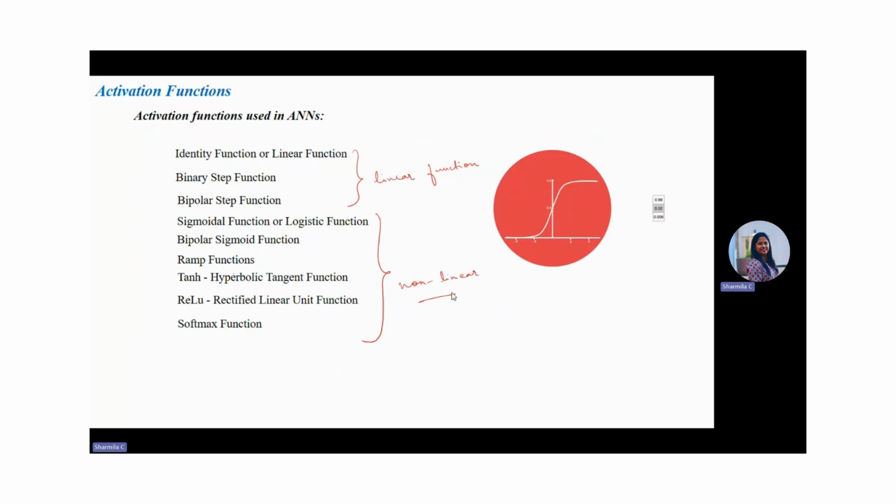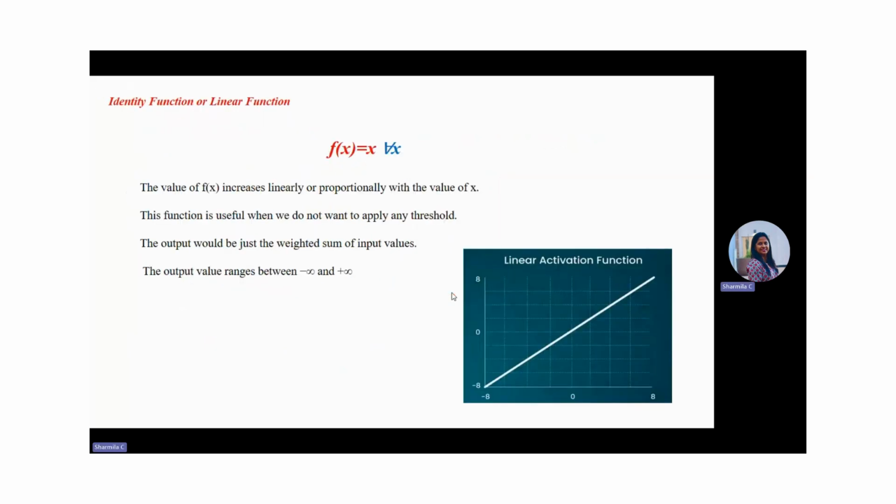So we'll take up the different types of functions. The first function is the identity function or the linear function. The value of f of x increases proportionally with the value of x. This function is useful when we do not want to apply any threshold. Then the output value ranges between what? Minus infinity to plus infinity. So you people are familiar. This is the identity function or the linear function, that is, f of x is equal to x for all values of x.